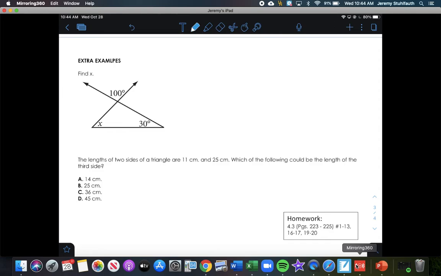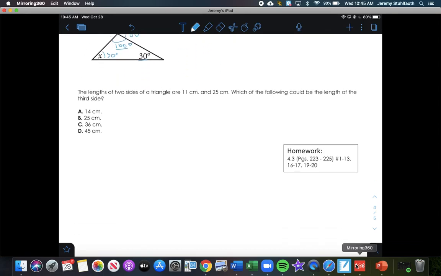In this first example, it says find the value of x. So if we want to find the value of x right here, we can use our idea of linear pairs here. If this is 100 degrees, we know that this angle would have to be 80 degrees. If that's 80 degrees, we have to know this is 100 degrees. So we have 100 degrees and 30 degrees. That's 150 degrees. And we know that the entire triangle would have to be 180 degrees. 180 minus 150 is 30 degrees. So we know x is equal to 30 degrees.